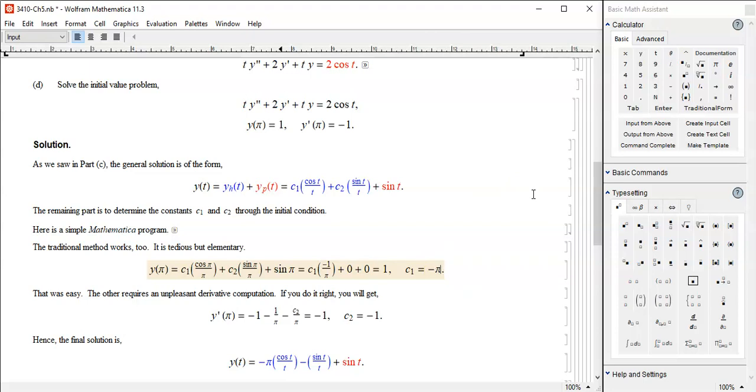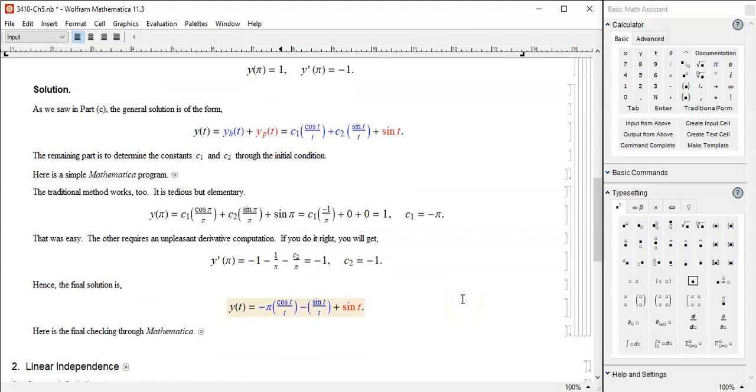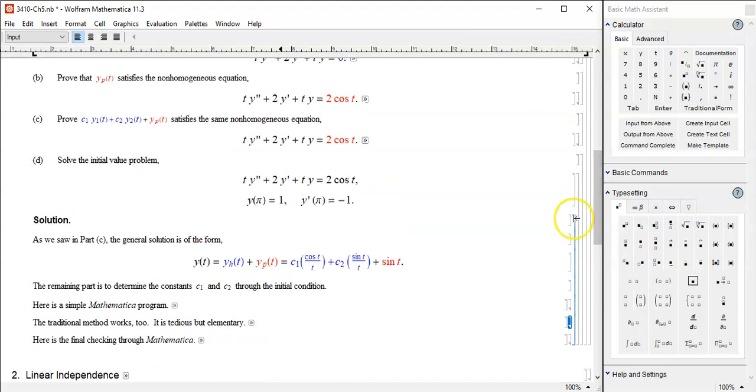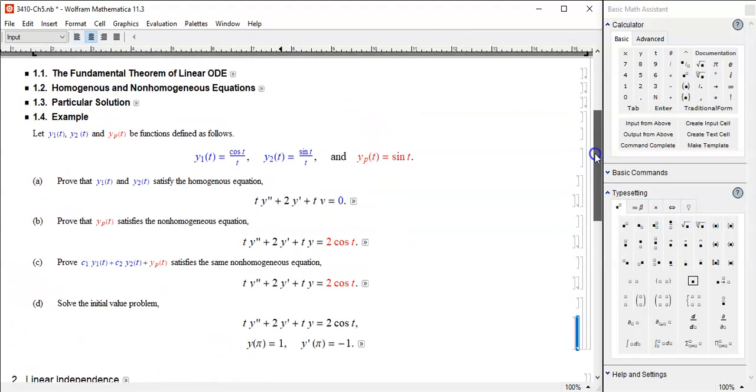The other requires some unpleasant derivative computation because you have to take the derivative using the quotient rule here, quotient rule there. Then you get some expression for the derivative, y prime of t, plug in pi, set it equal to -1, and find c2, where c1 is known as -pi. Good luck with that. If you do it right, you're going to get -1. And consequently, we get the final solution like this. As for the detailed computation, I'm going to leave those to you. Tedious but elementary.